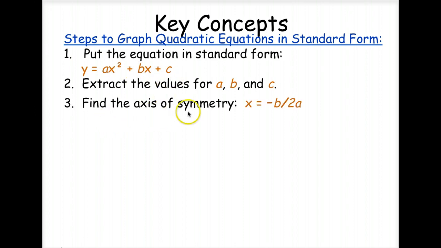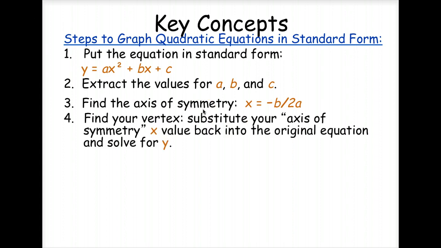Then the next thing we need to do is find the axis of symmetry. This is the equation for the axis of symmetry. Notice we haven't done this before. It's -b, so whatever b is, you take the opposite of b, divide it by 2 times a, and it will give you your axis of symmetry. That's important for when we're graphing. To find your vertex, you're going to substitute your axis of symmetry, the x value, back into the original equation, and then you're going to solve for y.